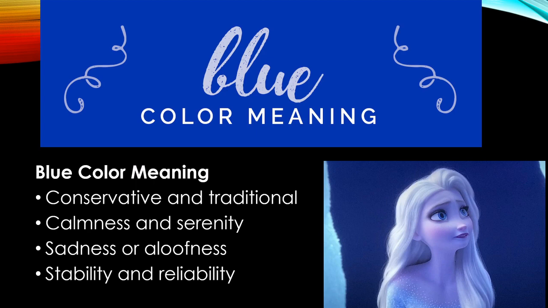Next is blue, and blue is usually sided with calmness or sadness, or it could also be looked at as stability, reliability, traditionalism, being conservative. Those are different traits of the color blue. And as you can see here with Elsa, she matches a lot of that definition.